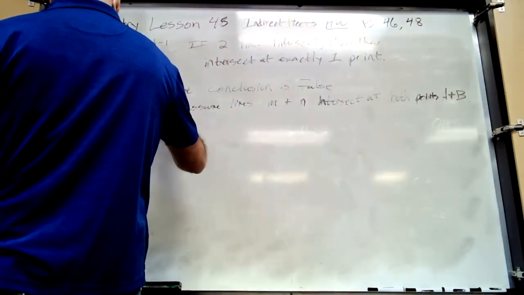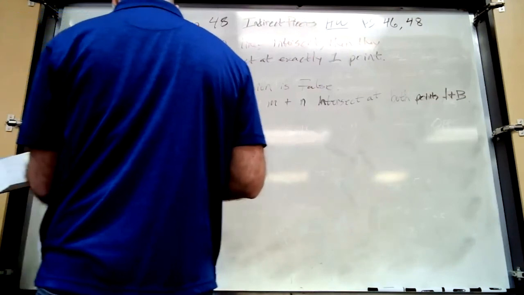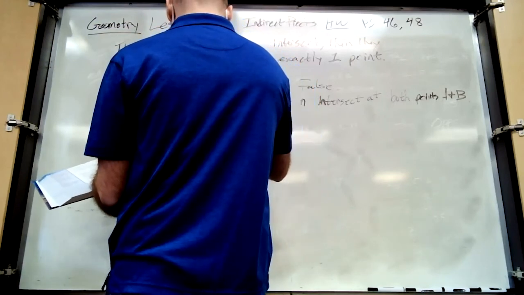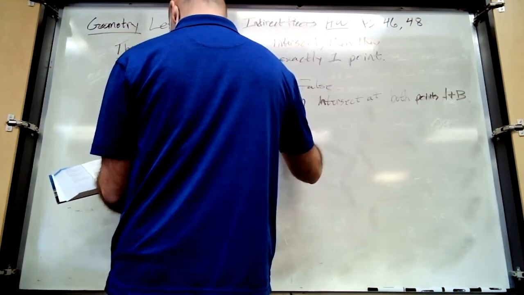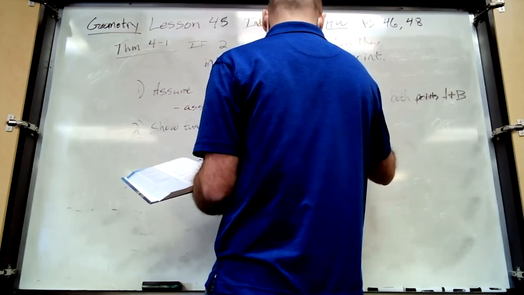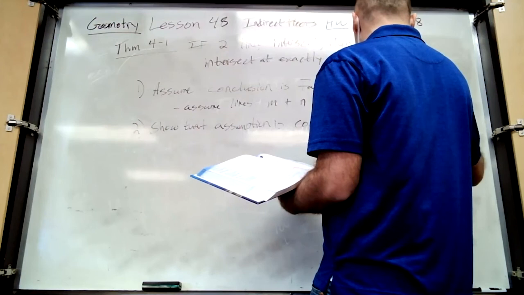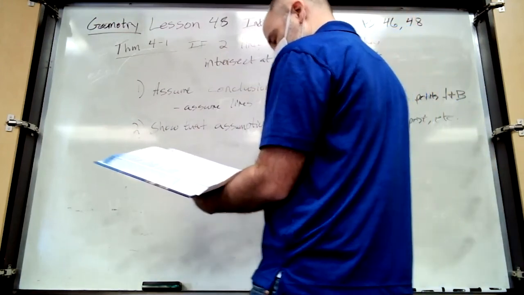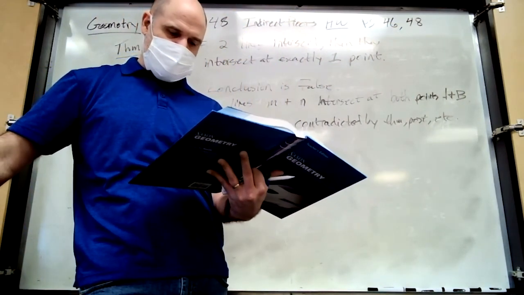Okay? All right, now step 2. We have to show that our assumption is contradicted by a theorem or postulate or something. Contradicted by theorem, postulate, etc. Okay? So here's what we say. Now we must show that this contradicts another theorem or postulate.